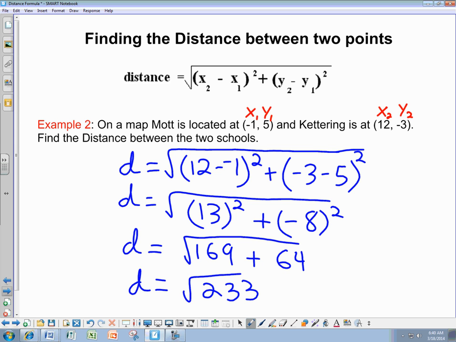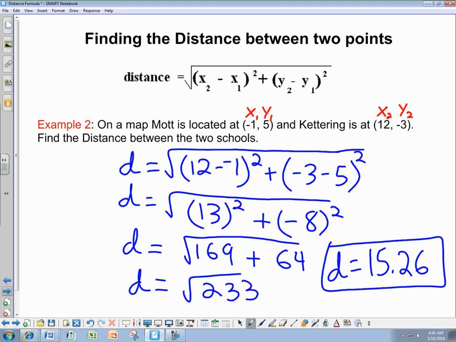And then I have to square root 233 to get my final answer. I end up with about 15.26. All right, so that is our distance between those two schools.